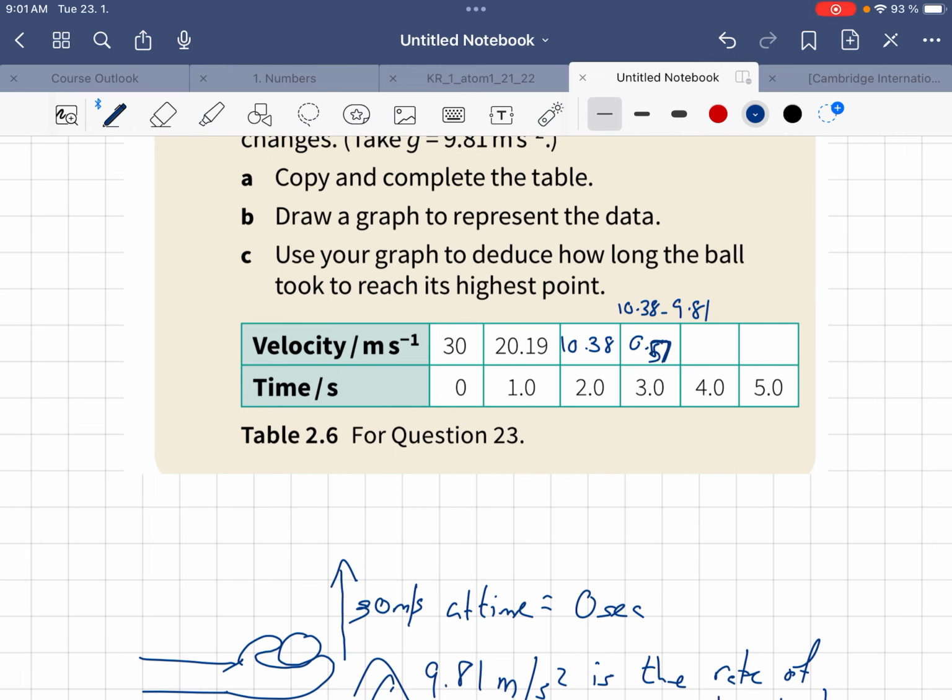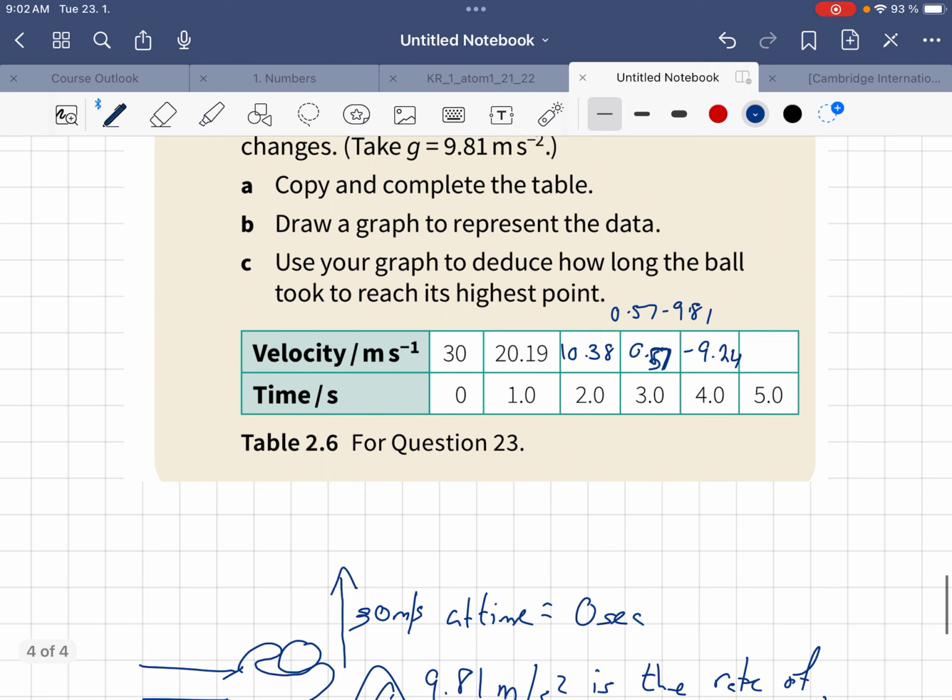Now very slowly, in the next second, you're going to see our speed change. It's not going to be speed going upwards anymore, because 0.57 minus 9.81 is going to give us a negative number. It's going to give us minus 9.24. So look at that, we're already at the negative values.